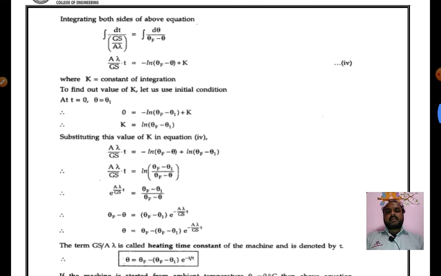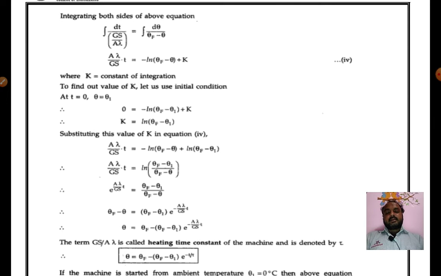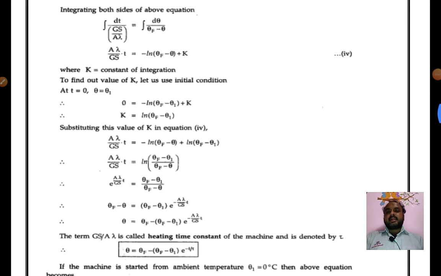So here we are finding the final temperature rise. You need to integrate both the sides. After integrating and applying the constant, we will get the integral of dt by Gs by A lambda is equal to the integral of d theta by theta F minus theta. So this is followed, and we will find the k value, that is the constant of integration, and substitute it in equation 4.